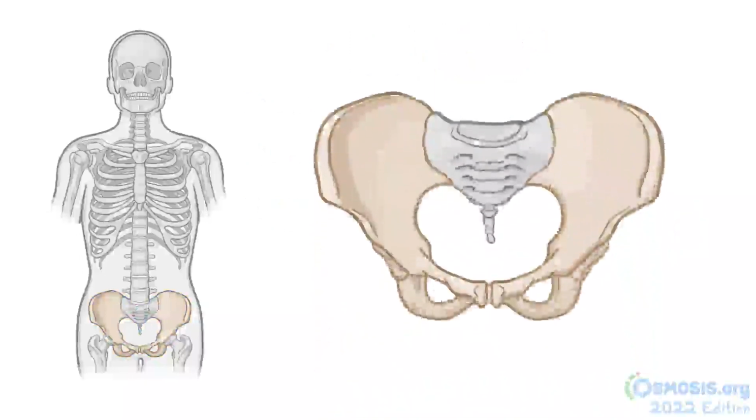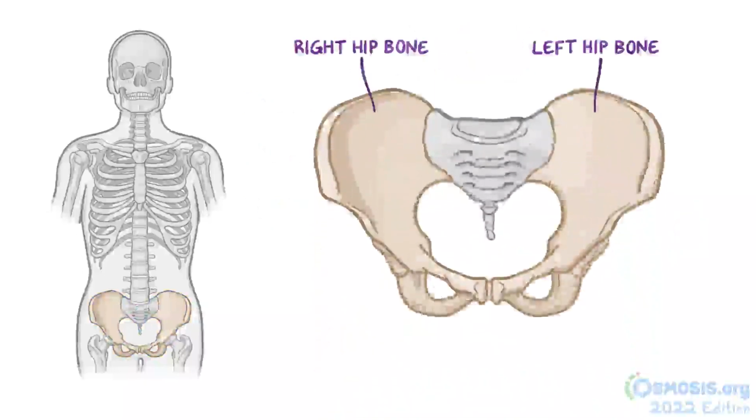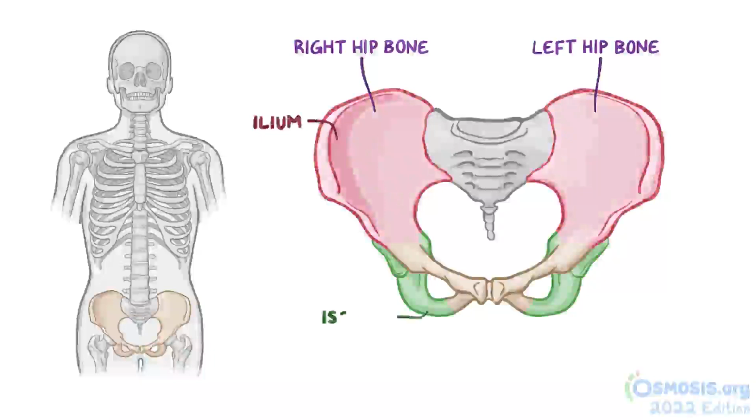So let's start with the hip bones. The right and left hip bones are irregular shaped bones located at the sides of the pelvic cavity, which bound and form the lateral walls of the pelvis. Each one of these hip bones developed from the fusion of 3 bones, the ilium, ischium, and pubis.